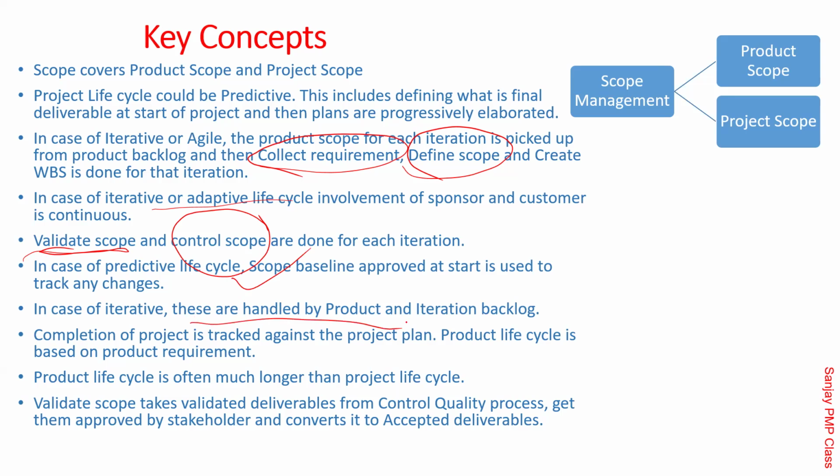In case of iterative, it is handled by the product backlog. Then completion of the project is tracked against the project plan. Product life cycle is based on the product requirement. Now listen, this is a very important thing.